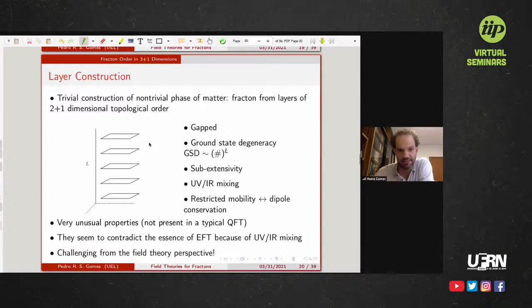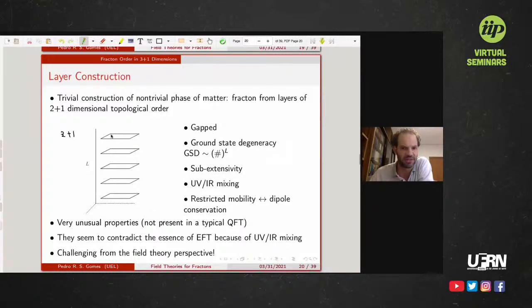So let's imagine the following situation. We consider layers of quantum Hall effect, for example, forming a stack of layers, right? So forming a 3+1 dimensional system now. L is the linear size. And also we will not introduce interactions, so that the electrons cannot jump from one layer to another one.